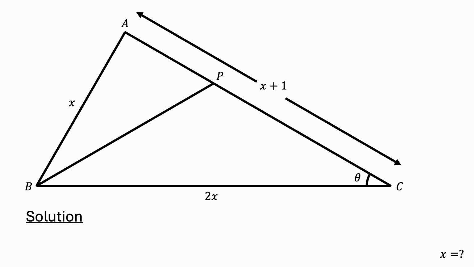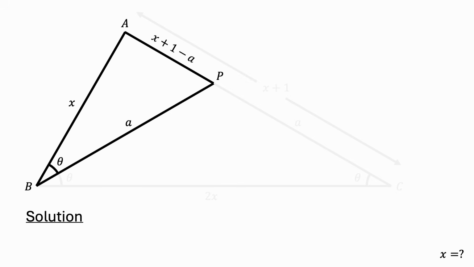Let P be on AC such that BP bisects angle ABC. So angle ABP equals angle PBC equals θ. Since angle PBC equals angle BCP equals θ, triangle PBC is isosceles, so PB equals PC. Let PB equals PC equals a, then AP equals x + 1 − a.